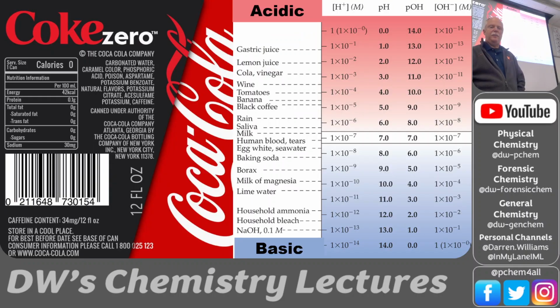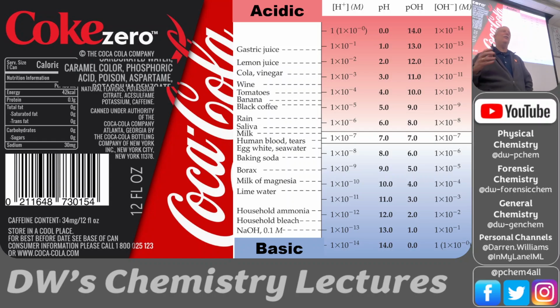So let's look a little bit about pH. Here's the pH scale, and here's Coca-Cola. A lot of people make a big deal about Coke Zero. Now this is a fake label somebody put on the internet, because if you zoom in, it has caramel color, phosphoric acid, poison, aspartame. So somebody put poison in there because apparently they're against soda. But do you see that phosphoric acid? It is in Coke. It's just the pH of Coke, and Coke is slightly acidic using that phosphoric acid.